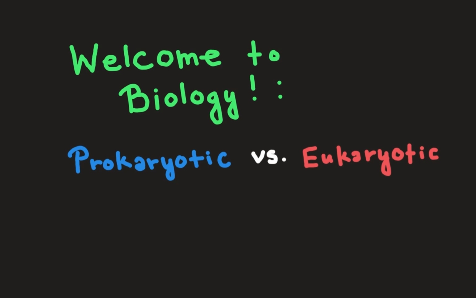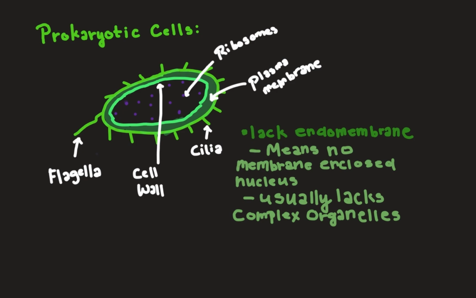Today's topic we'll be discussing prokaryotic and eukaryotic structures as well as their differences and their importance to biology. So starting off, we have prokaryotic cells. Prokaryotic cells lack endomembranes, which basically means that they have no membrane enclosed nucleus and they usually lack complex organelles.